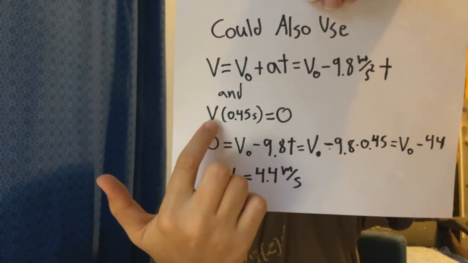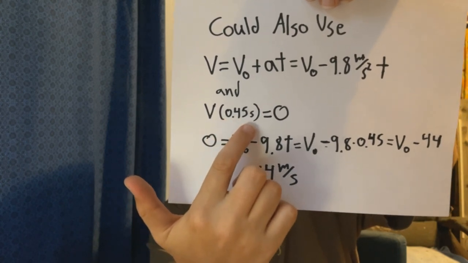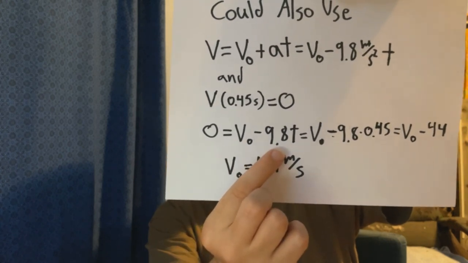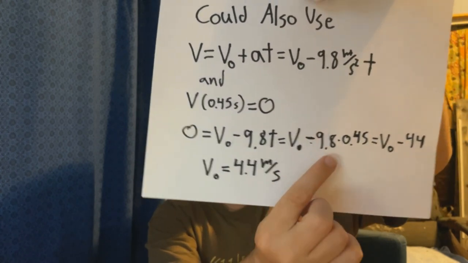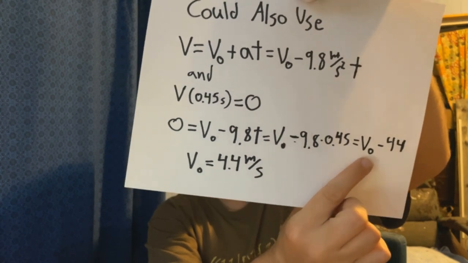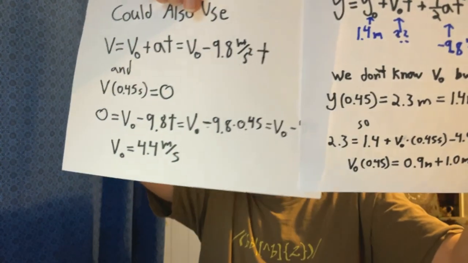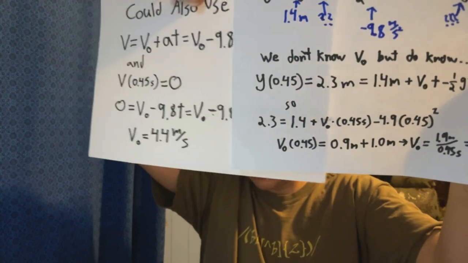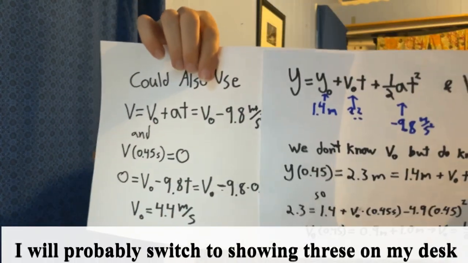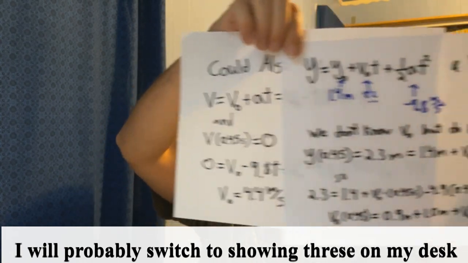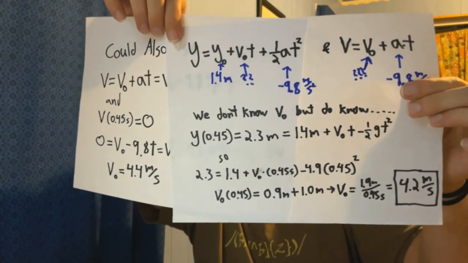We can say that V of 0.45 seconds, not times, but V as a function of time, is equal to V naught minus 9.8 times t, which is equal to V naught minus 9.8 times 0.45. So V naught minus 4.4 is equal to zero. So V naught is equal to 4.4. And that is different from our other answer by 5%, right? 4.4 and 4.2 are 5% off from each other. Cameras, they're hard. Yeah, 4.4 and 4.2.